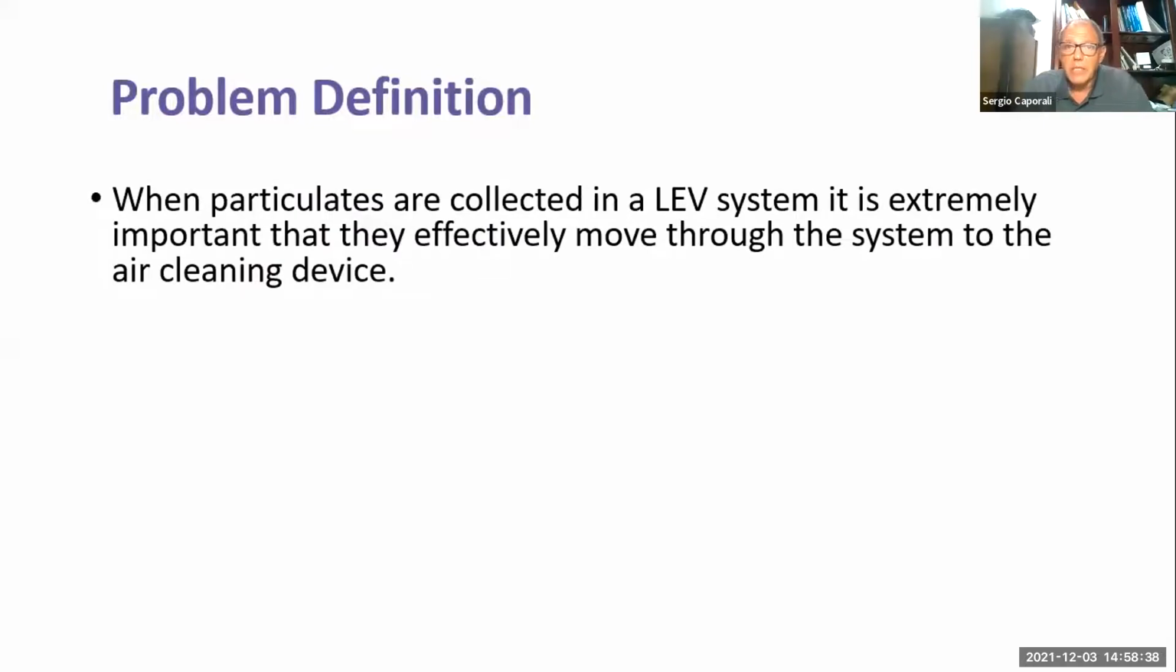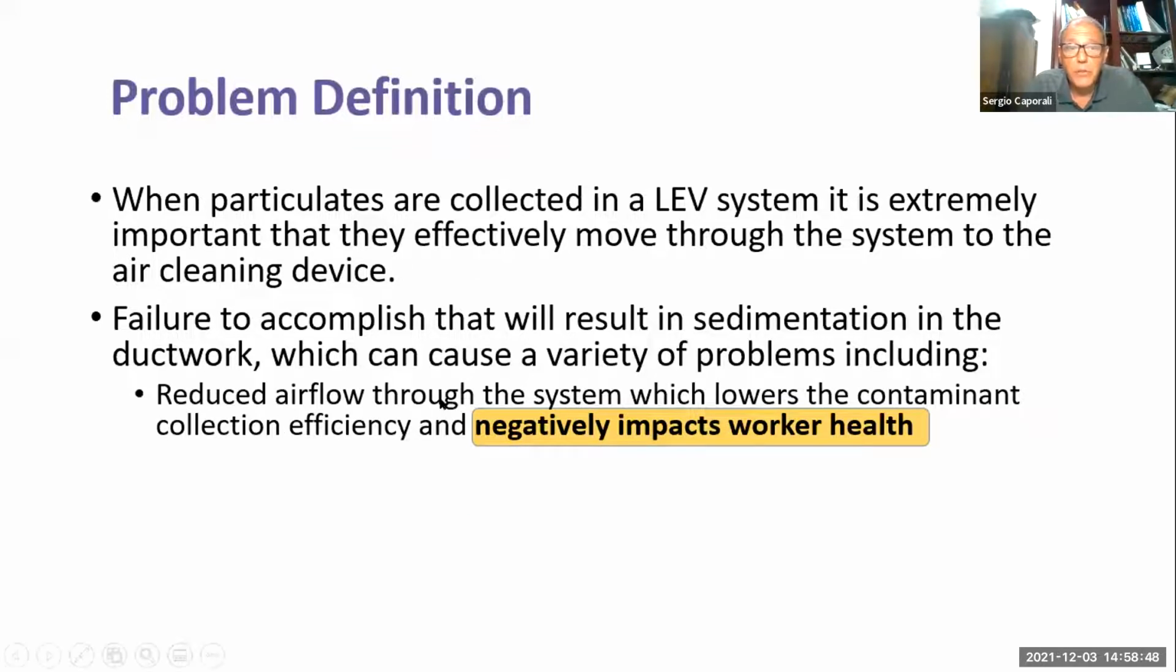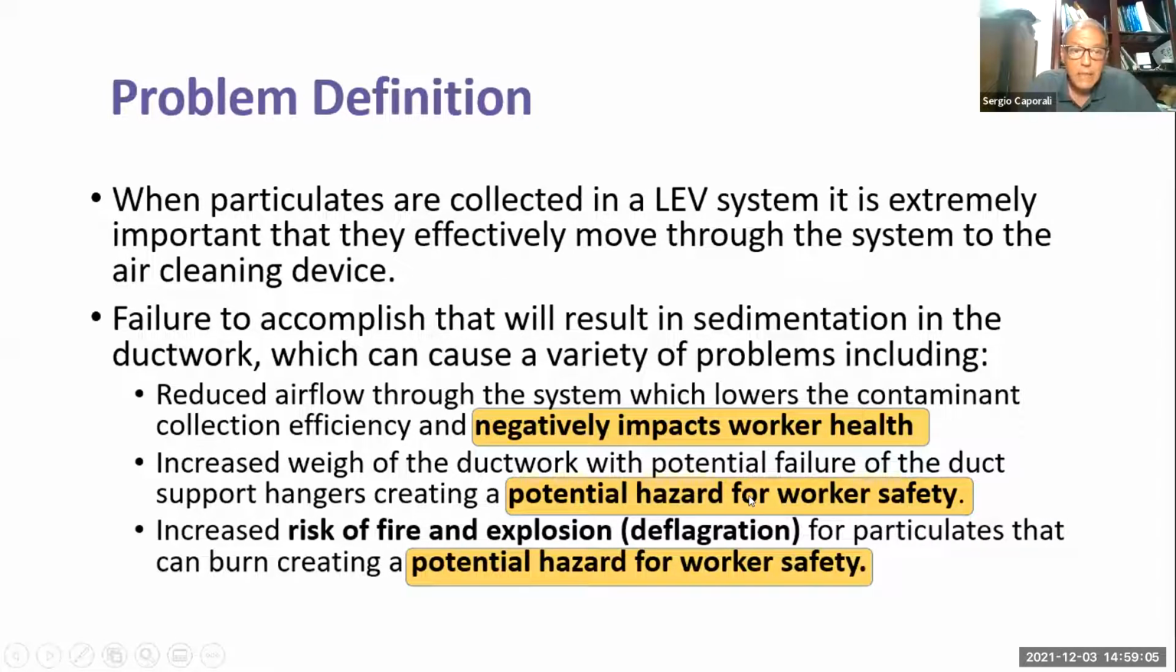When particulates are collected in an LEV system, it is extremely important that they effectively move through the system. If they don't, we have reduced airflow through the system, which lowers the contaminant collection efficiency and negatively impacts worker health. If they don't, increased weight of the ductwork with potential failure of the duct support hangers creates a potential hazard for worker safety. And finally, if they don't, increased risk of fire and exposure by deflagration from particulates that can burn creates a potential hazard for worker safety.